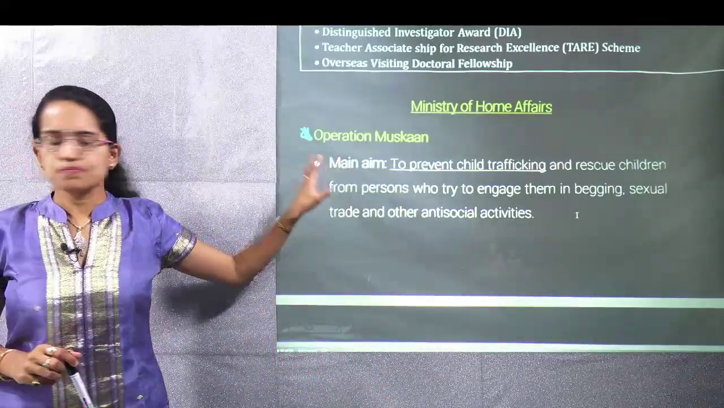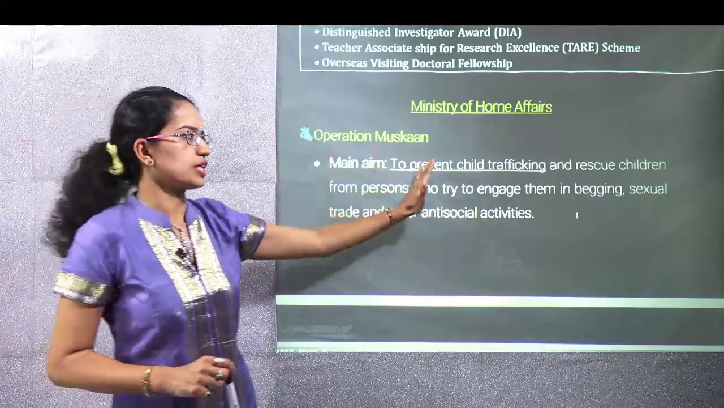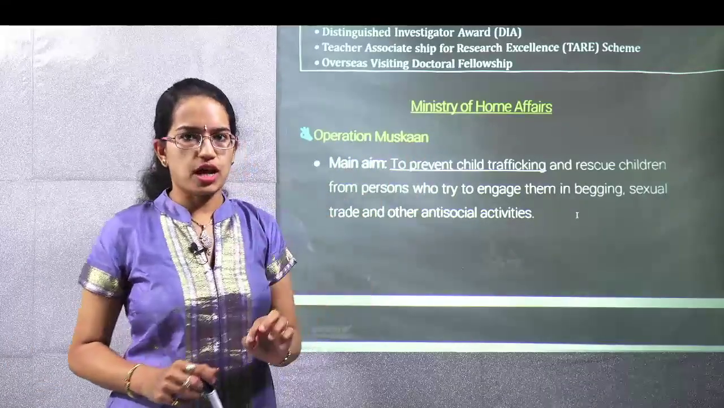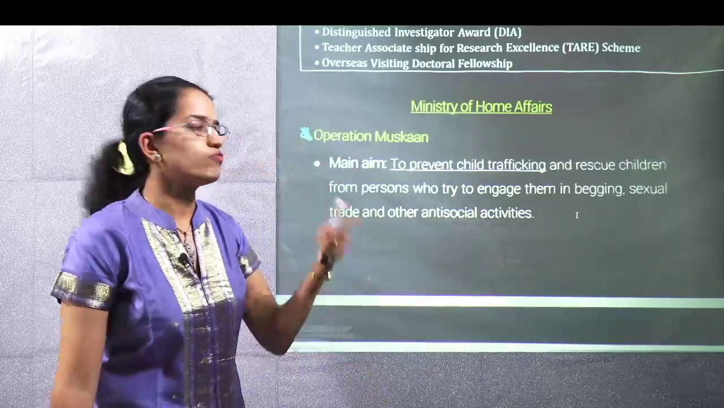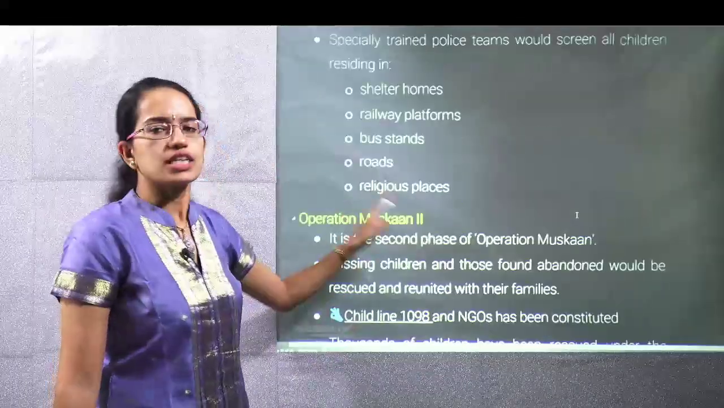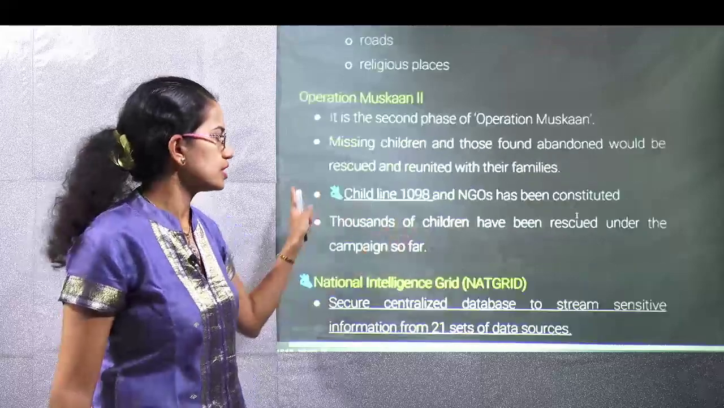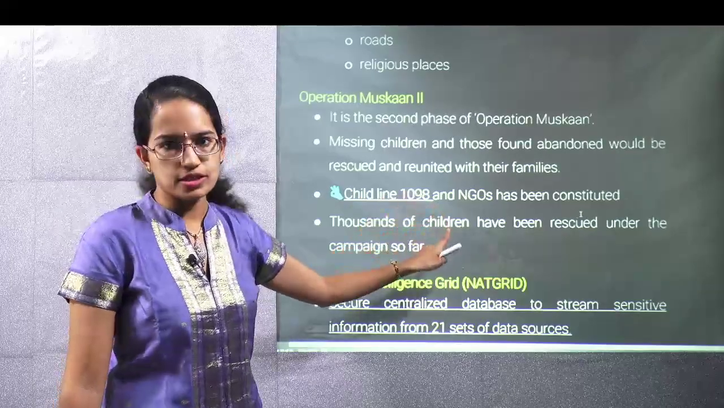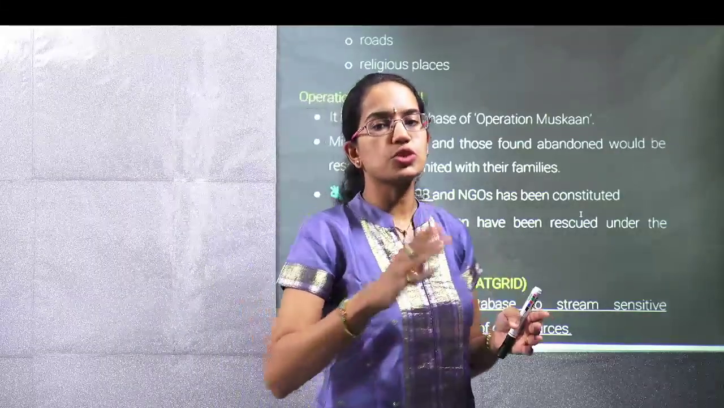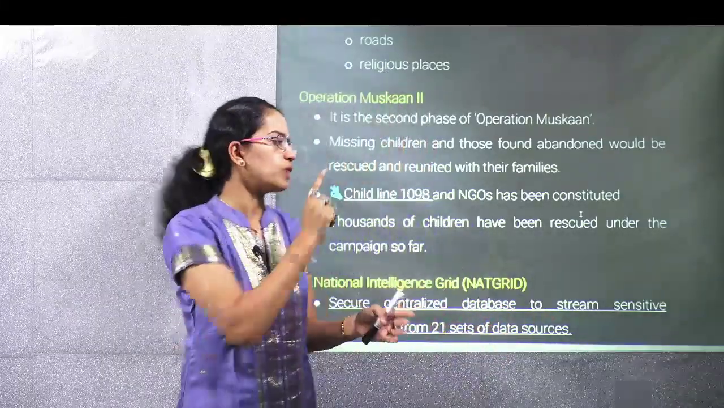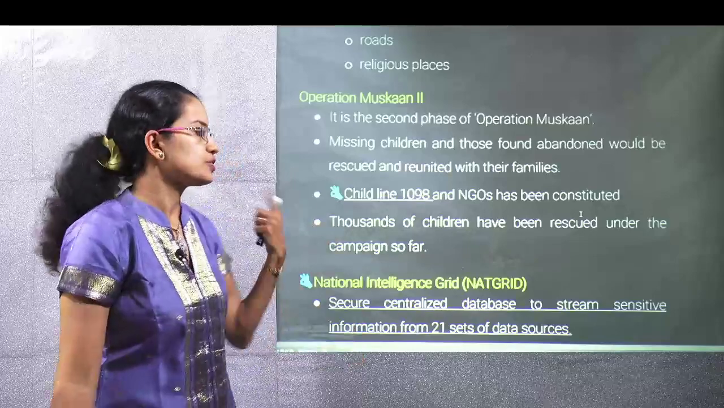The next is Operation Muskan. Now this Operation Muskan talks about child trafficking. There was an Operation Muskan version 2, and the key aspect of version 2 was releasing of the Childline number 1098. So Operation Muskan and Operation Muskan 2, the difference between the two and the highlights for the two is very important.